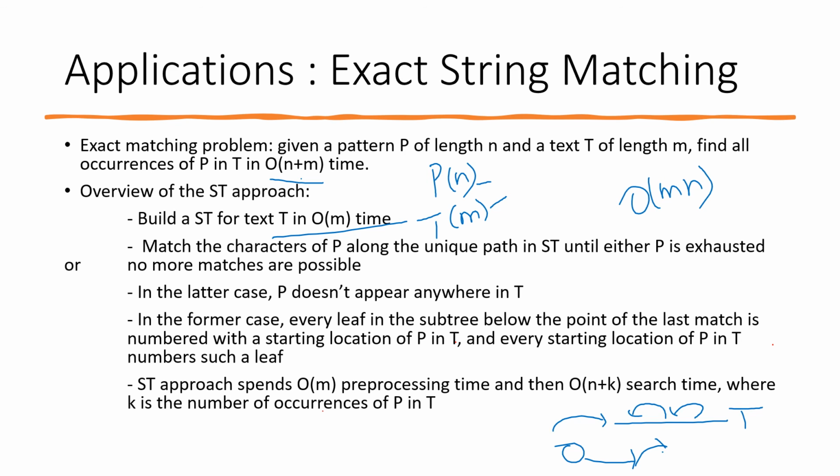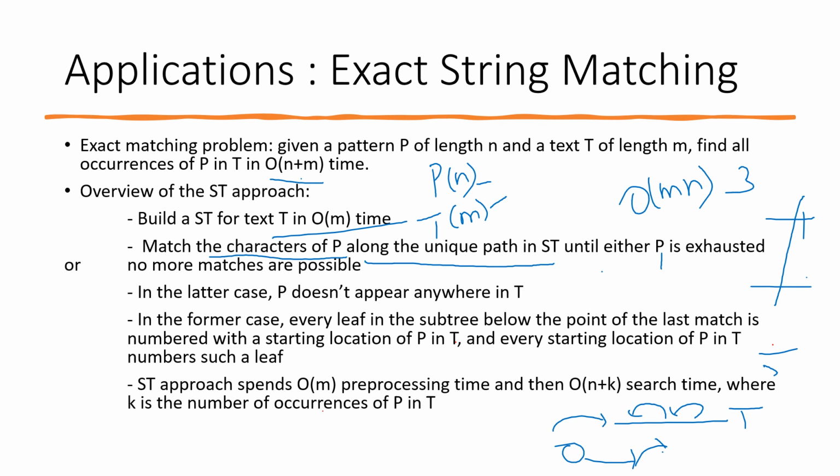So here what is the exact problem? We have to match all the characters of P along the unique path of this suffix tree until P is exhausted. So we'll have to go down the tree. If P is only 3 characters, and we have a path of 5 characters, if P is exhausted, then we found the match, we got the match already. If we don't find P anywhere in T, then it is the other case that we didn't find the match.